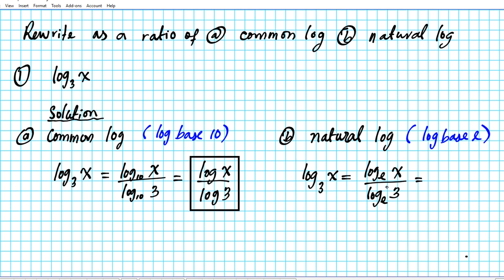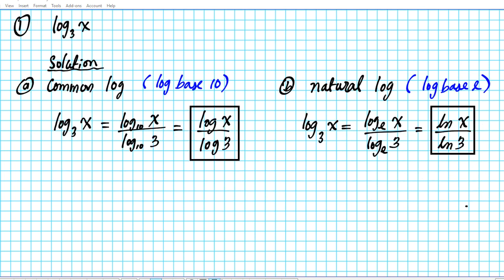And then log base e is written as ln, natural log of x, divided by ln of 3. So just like how you don't specify the base for base 10, when you have base e, the natural number e, you do not specify it, you just convert the log to ln. And that represents natural log. Alright, let's go ahead and try another example.